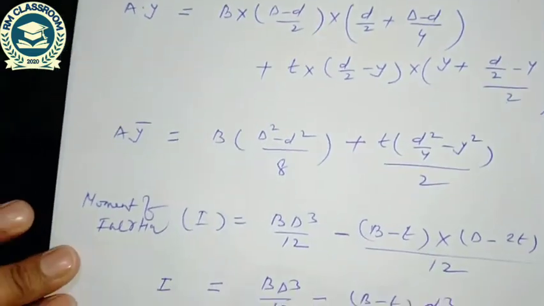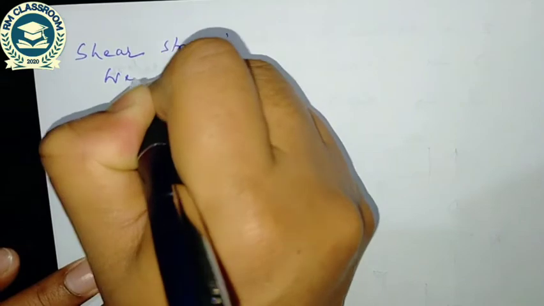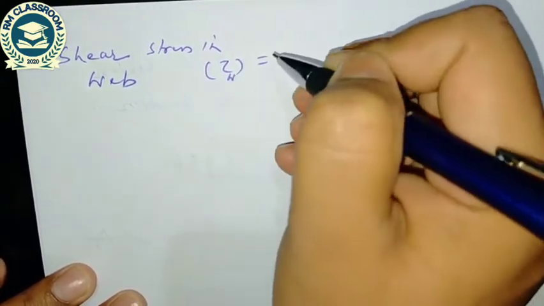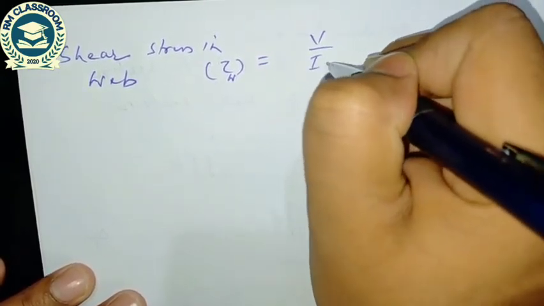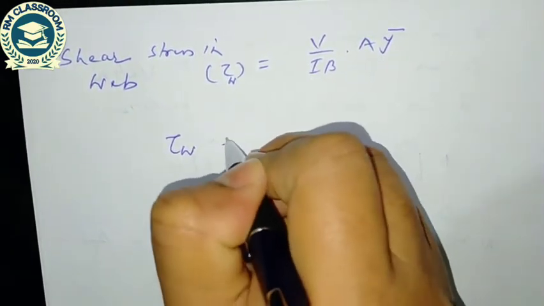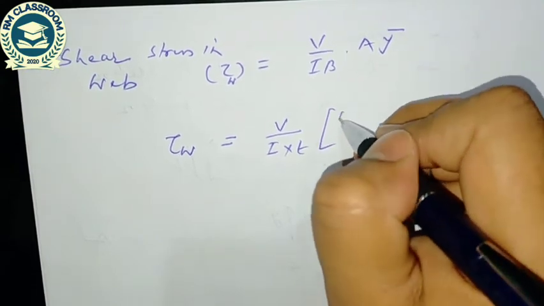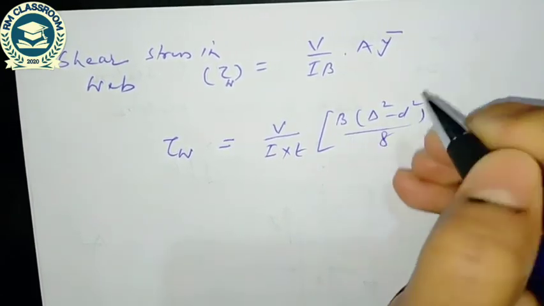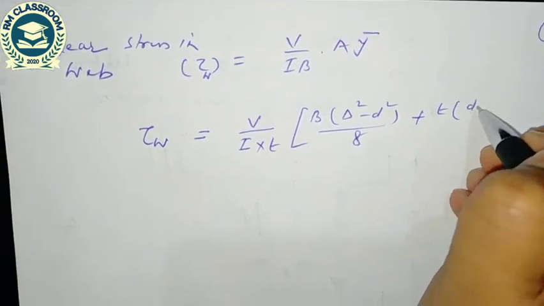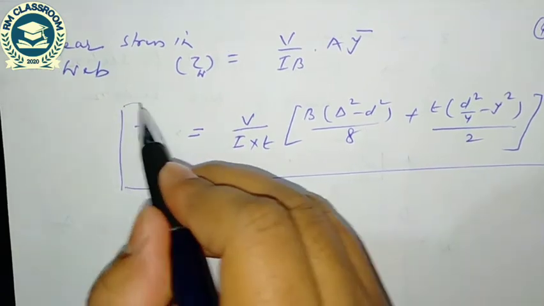So I have written small d, that is moment of inertia. So shear stress can be written in flange. Shear stress in web, τ_w, is equal to V upon I B into A Y bar, and B is here T. So shear stress in web is V upon I into T, and A Y bar we have computed: B into (D square minus d square by 8) plus T into (d square by 4 minus Y square divided by 2). So this is the expression of shear stress in web.